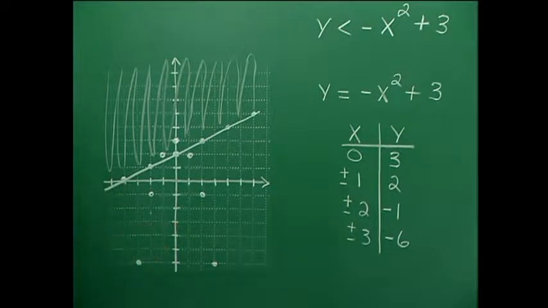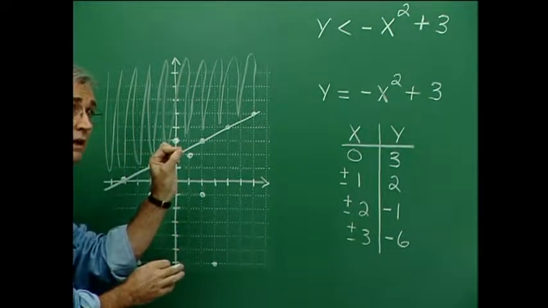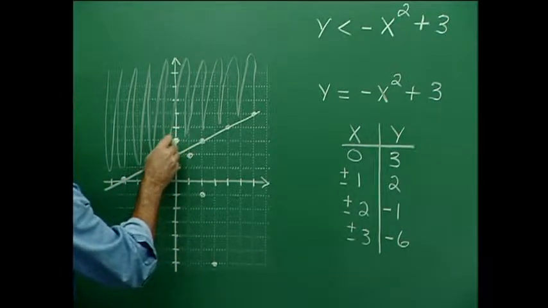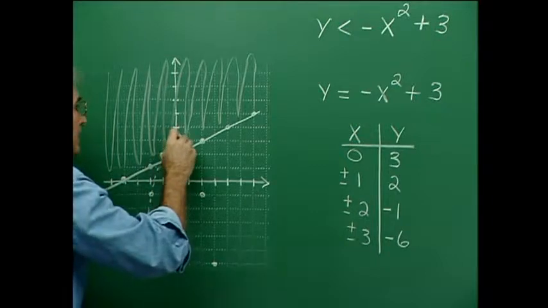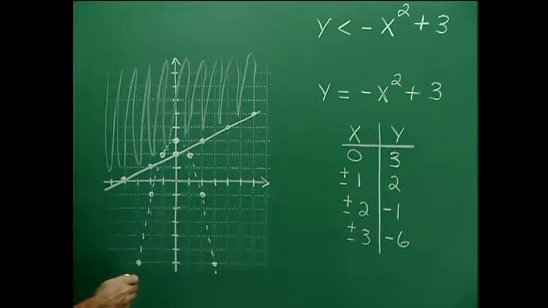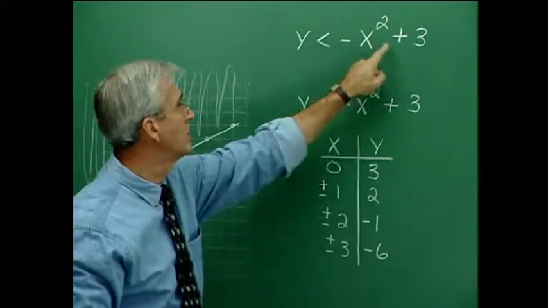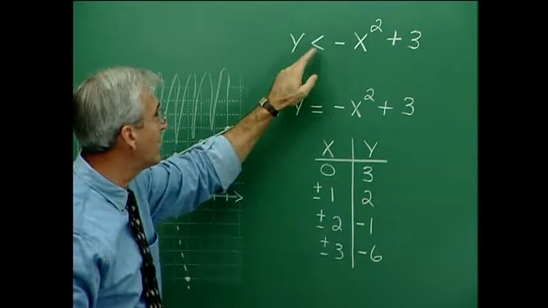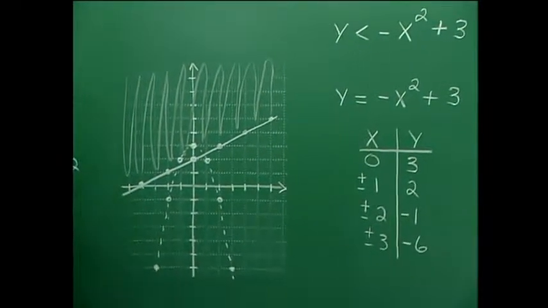When I construct the graph, though, I'm going to make that graph dotted because we have a strict inequality. And so the line, the parabolic curve itself, is not a part of the solution region. Now notice that y is strictly less than this expression. And so that strict inequality tells us that we have a dotted border and not a solid border.